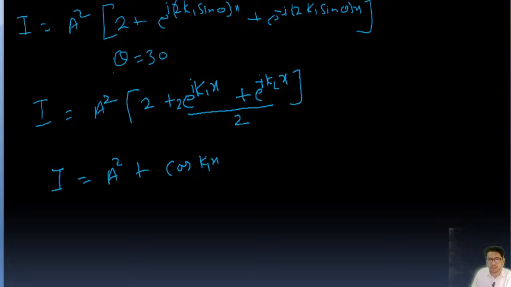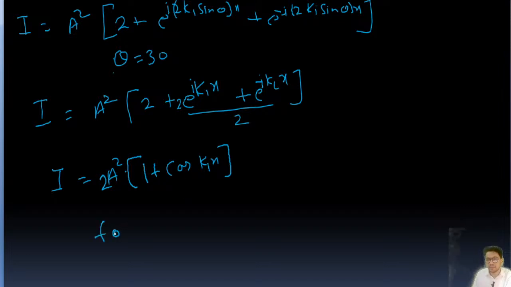A square 2 will take 2 common, so this is going to be 1 plus cos k1x, okay? This value is cos k1x. Okay, and now this is 1.